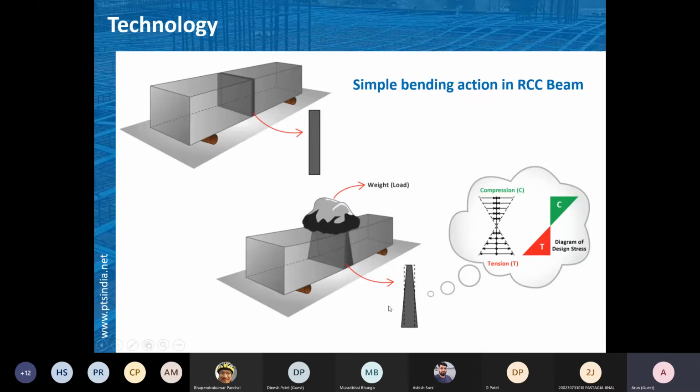Based on this, we try to provide the material according to these internal actions. Wherever compression prevails, the concrete is good enough to take care of that compression, so we keep the concrete in the compression zone. Whereas in the tension zone, the concrete is not good enough to take care of the tensile stresses. So we provide reinforcement in the form of mild steel, HYSD, or TMT, etc. This is what we do in our reinforced concrete members, RC members.